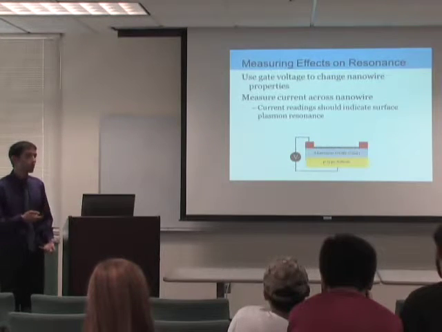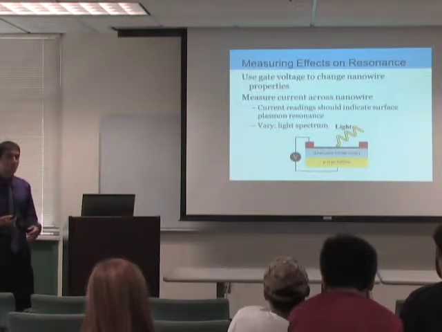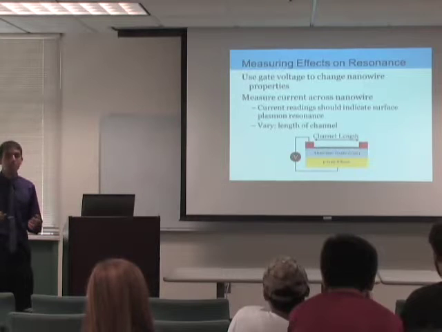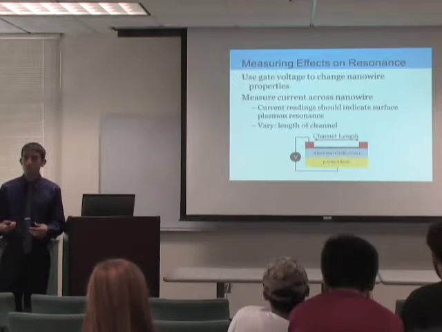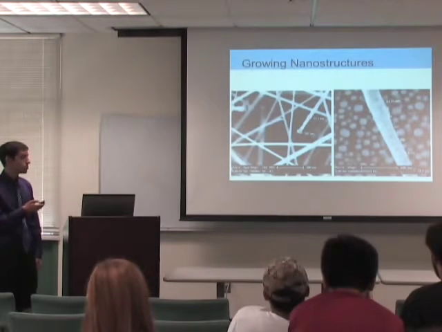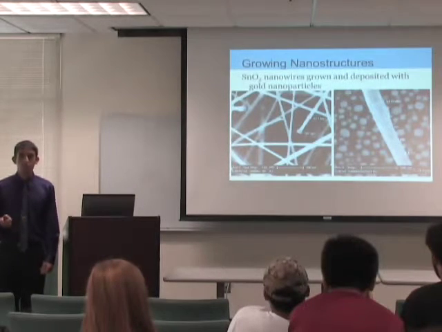And if we do this under various conditions, such as different types of light that we shine on this device, or different lengths of our channel, or effectively our nanowire lengths that we use in this device, then we can learn a little bit more about these surface plasmons and see how we can tune them to our own benefit. We grow our tin oxide nanowires using a process called chemical vapor deposition.